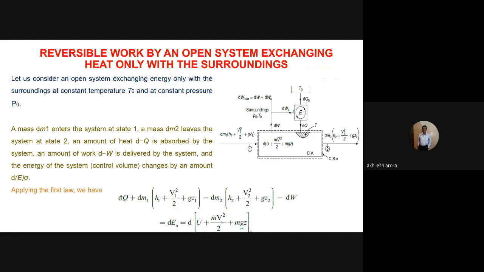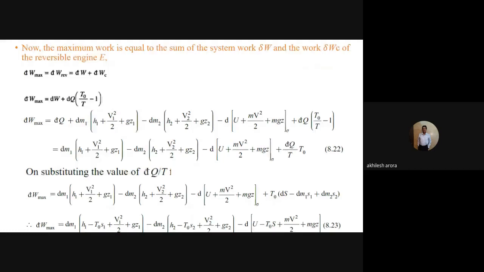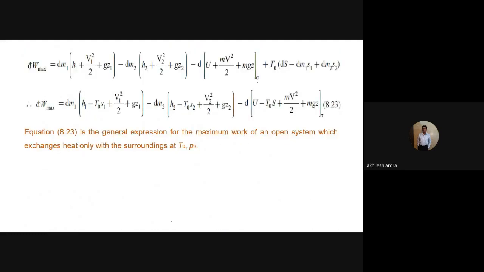Reversible work by an open system exchanging heat only with the surroundings. This was the topic that we did last time, and let us see the expression that we got. dW max is equal to dm1 (h1 minus T naught s1 plus v1 square by 2 plus gz1) minus dm2 (h2 minus T naught s2 plus v2 square by 2 plus gz2) minus d(u minus T naught s plus mv square by 2 plus mgz).